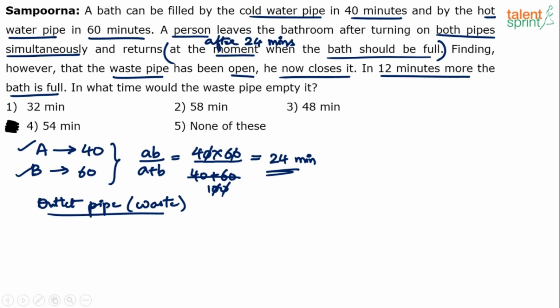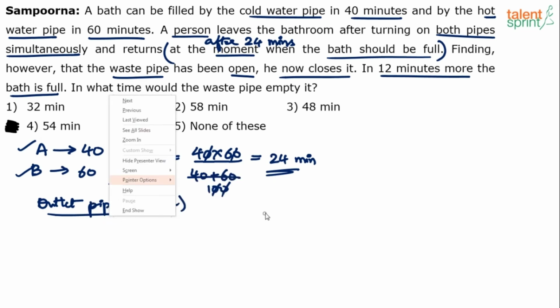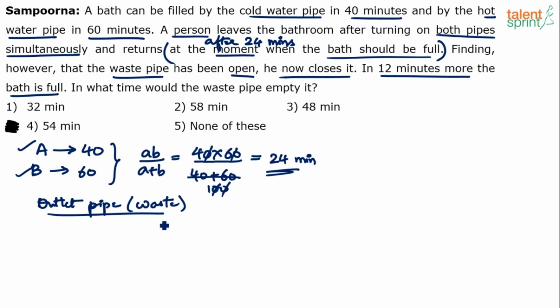Yes or no? In 24 minutes, the bathtub should have been full. But we have realized that in 24 minutes, the bathtub was only half filled. Why was it half filled? Because the outlet pipe removed half of the water from the bathtub. In how many minutes? 24 minutes. Which means the outlet pipe can empty half of the bath in 24 minutes. If it can empty half of the bath in 24 minutes, in what time would the waste pipe empty it fully? In 48 minutes. That's your answer.